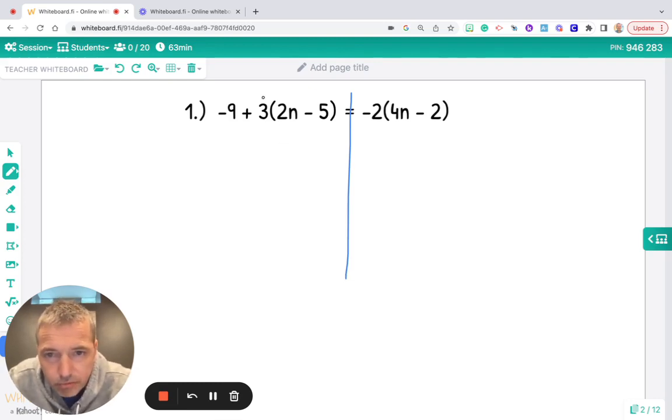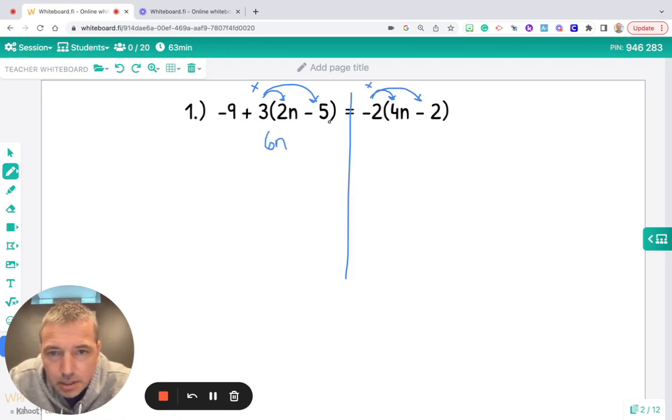So we want to take the number in front of the parentheses and multiply it by everything inside the parentheses, right? I like to put those little arrows to just remind me I'm multiplying it by both numbers here. And I like to put the little times symbol. We don't want to add, we want to multiply. So 3 times 2n is 6n.